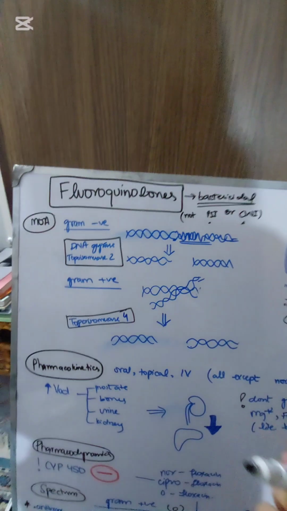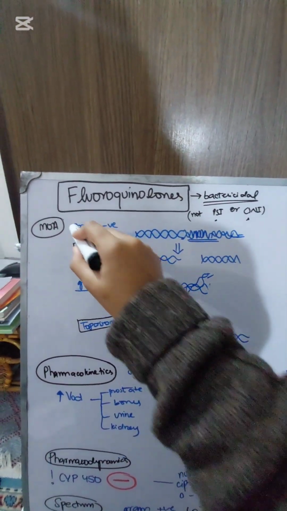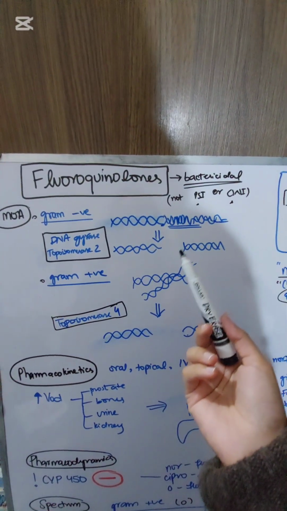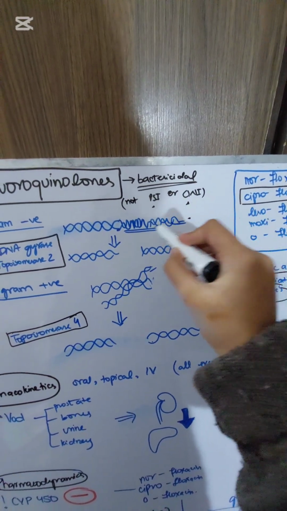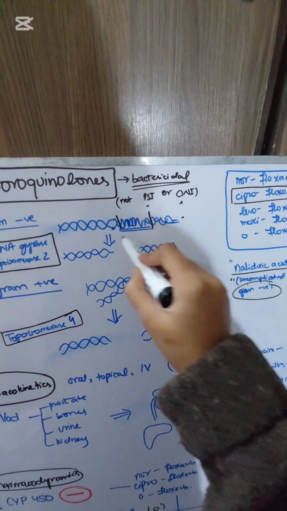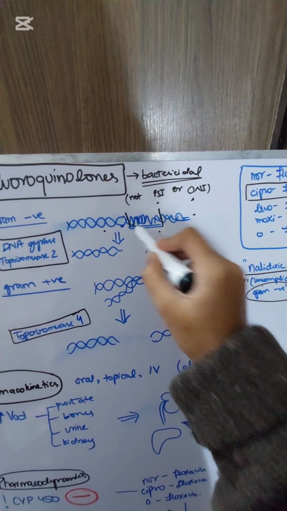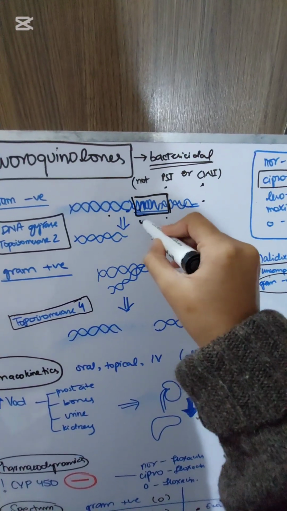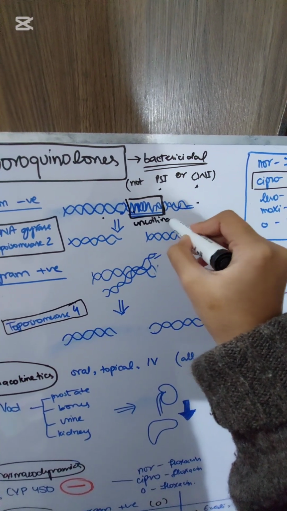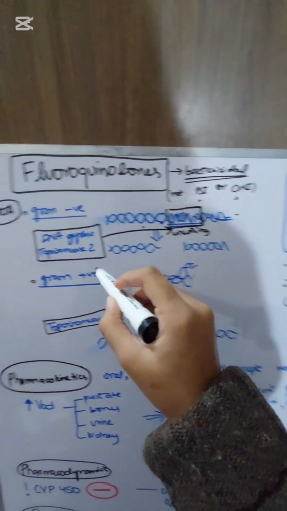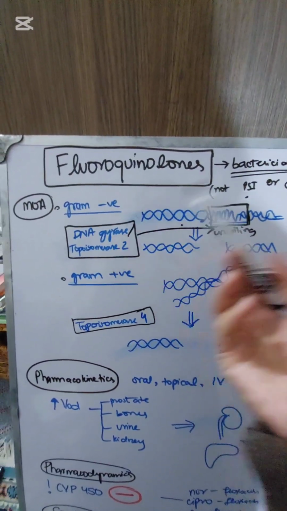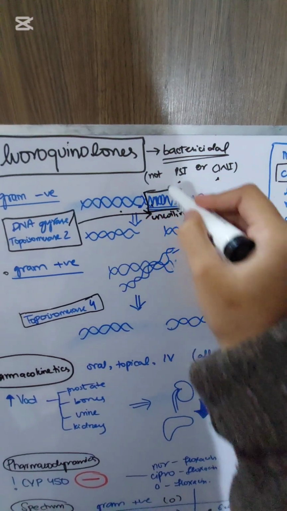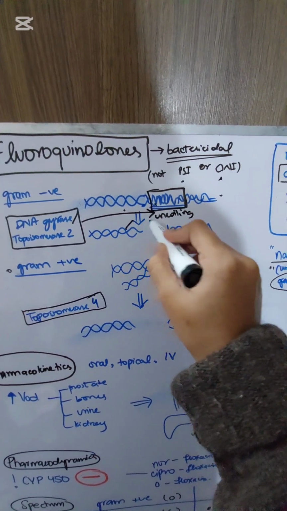Okay, coming to its mechanism of action, it has two separate mechanisms of action in gram-negative and gram-positive bacteria. In gram-negative bacteria, the bacterial DNA has this super coiled portion. This is normal coiling, and in the middle there is a super coiled portion. In order for the DNA to get replicated, this super coiled portion needs to get uncoiled. That uncoiling is done by DNA gyrase or topoisomerase, both are the same thing, but topoisomerase 2 is also called DNA gyrase. It unwinds this supercoiling and that allows the DNA to replicate.